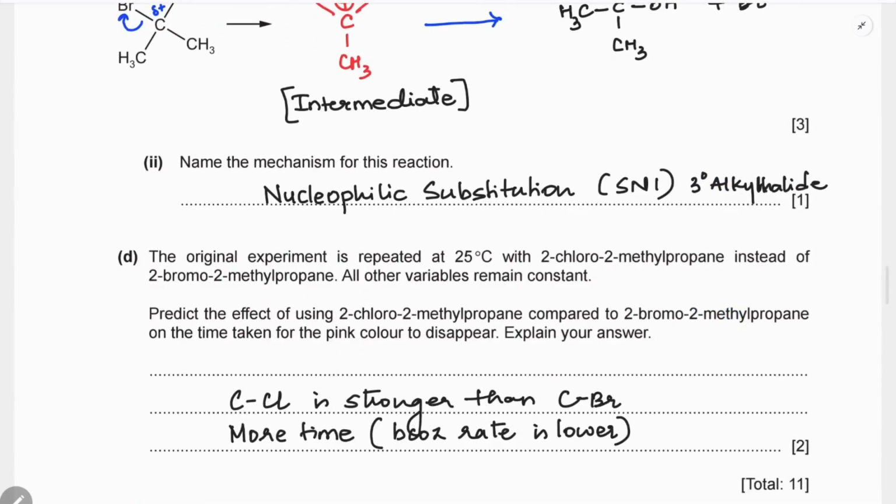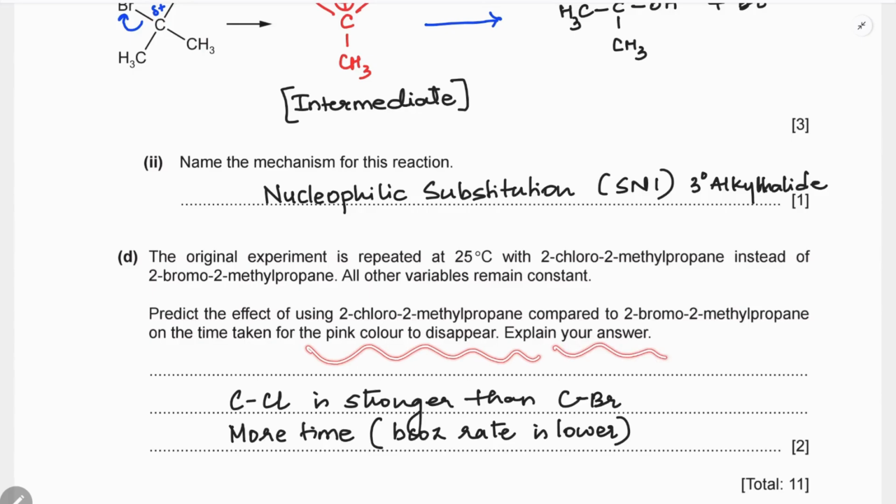The original experiment is repeated at 25 degrees Celsius with 2-chloro-2-methylpropane instead of 2-bromo-2-methylpropane. So now, before it was bromo, now it is chloro. All other variables remain constant. Predict the effect of using 2-chloro-2-methylpropane compared to 2-bromo-2-methylpropane. So we have to consider the carbon-chlorine bond along with the carbon-bromine bond. We have to predict the effect on the time taken for the pink color to disappear.